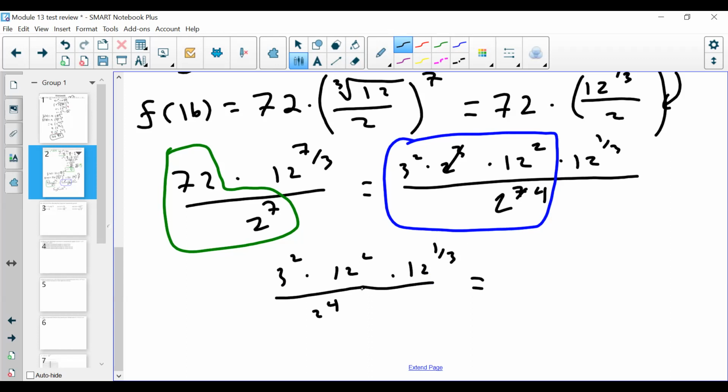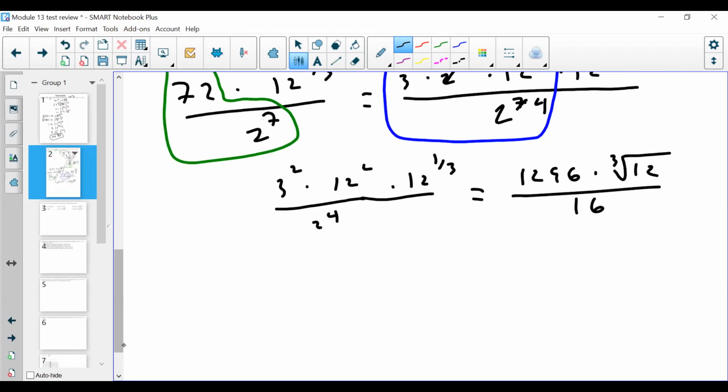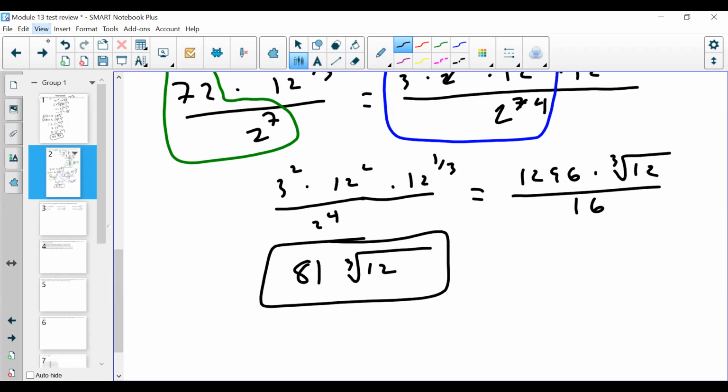So you have 9 times 144. This part I'm just going to put into the calculator. So I have 9 times 144. That's 1296 times the cube root of 12 all over 2 to the 4th. That's 16. So you divide 1296 by 16. In this case, you get an even number. So we end up getting 81 times the cube root of 12. So that's how I would have done that problem.